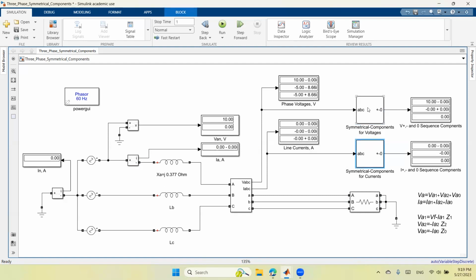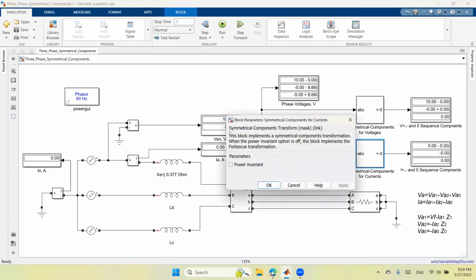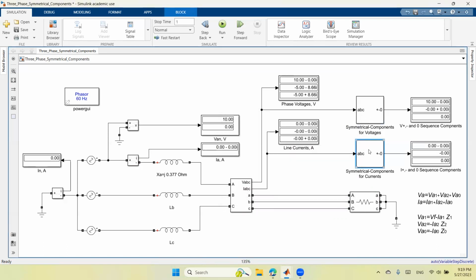Again, here I have the same block. So let's see what is the name of this block. The name of this block is Symmetrical Components Transform, and we are using the Fortescue transformation. So this block implements a symmetrical components transformation when the power invariant option is off. So when this is off and checked, the block implements the Fortescue transformation. So this is the one that we are using. It's the same one as here. Here the input are the currents, so we see the components of the currents: I positive sequence, I negative sequence, and I zero sequence.